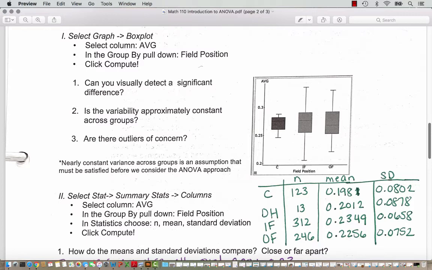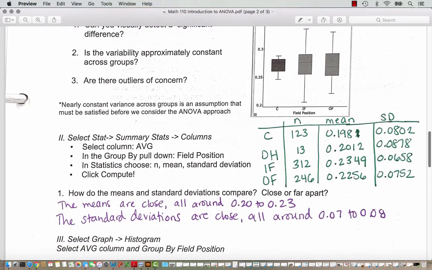All right, so now we're going to go look at the summary stats. So we are going to go summary stats, columns, and then we're going to figure the batting average is what we want the statistics of, and we're going to group by the field position. And then we're going to look at the sample size, the mean, and the standard deviation. So let's head back to StatCrunch and do that.